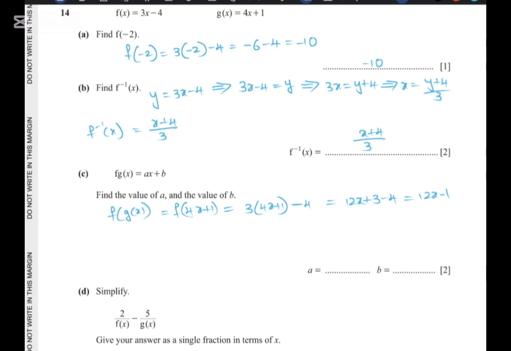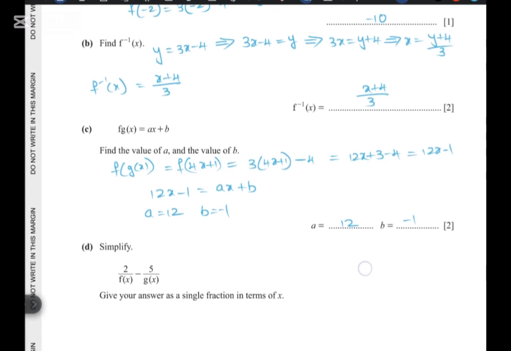So now this is in the form of ax plus b. So a is what here? 12. The coefficient of x is 12. And b is minus 1, because this is plus b. So b will be minus 1. So it is 12 and minus 1.